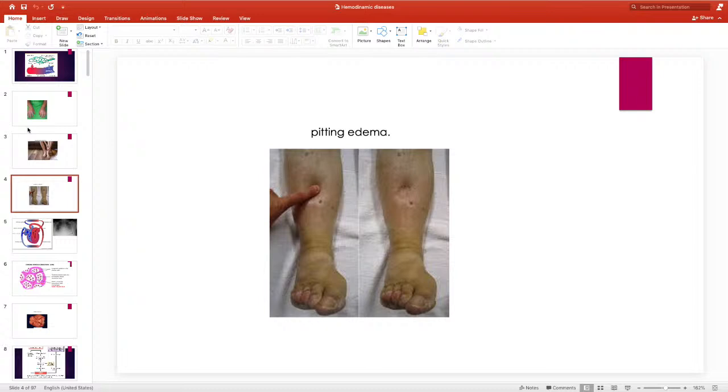Most important to check edema is in the morning. Why? Because during the day, because of gravity, legs are dependent, yes, and of course, swelling. We have more swelling at the end of the day, yes, and if the patient has edema even in the morning, this is a bad sign, yes, because in the morning edema must be the lowest.